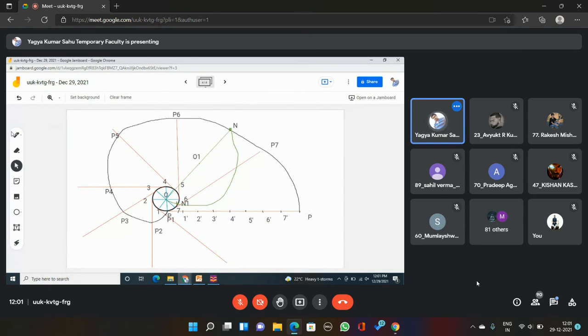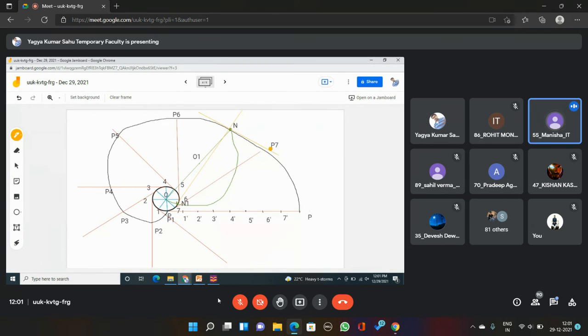Next, what to do? Join N to N1. Extend N1 to N. What is this? N1 N is the normal, and perpendicular to this is the tangent. Easy. It will be made, right? Easy. Yes, sir.